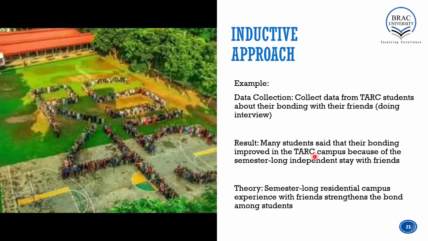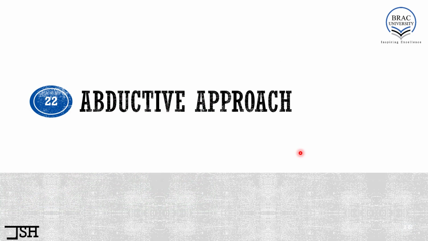So if I want to summarize the whole process, first, I collected data. Second, I analyzed the result of that data collection. And third, based on that result, I proposed a new theory. That is an inductive approach or an inductive research. And this is completely the opposite of deductive research. So by now, I guess it's clear what I mean by deductive approach or deductive research and inductive approach or inductive research. Now let's move on to the very last topic, which is abductive research or abductive approach.